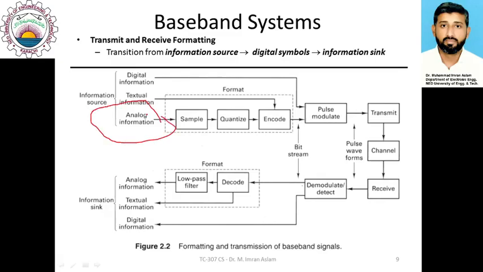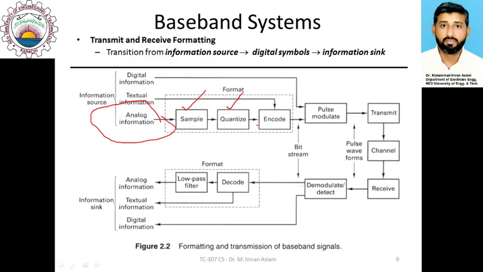If the information is in analog form, it needs to be digitized, and that is done by using an analog to digital converter, which performs a number of functions. The first step in that analog to digital conversion is sampling. So the analog information which is input to the system is sampled, and then this information is quantized to convert those samples into a finite number of symbols.